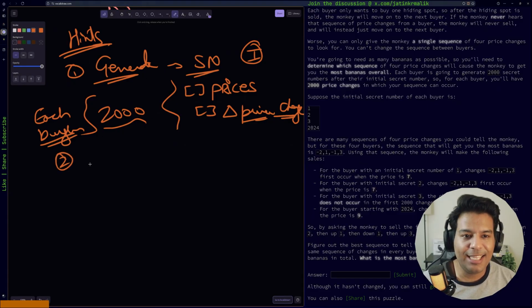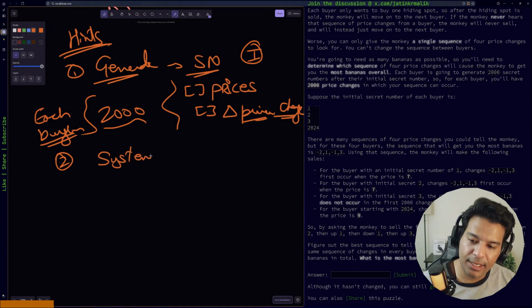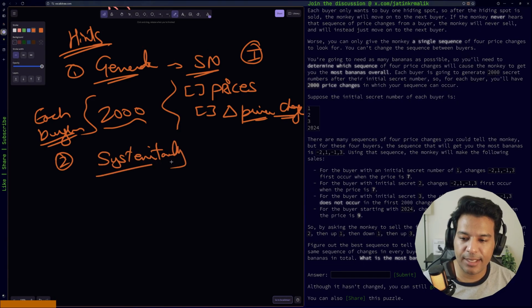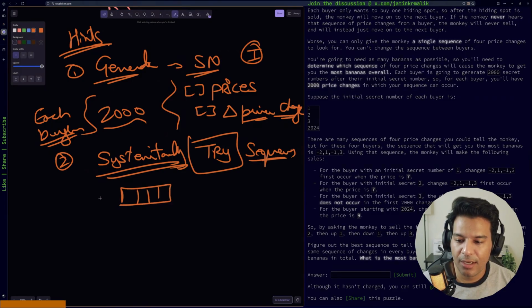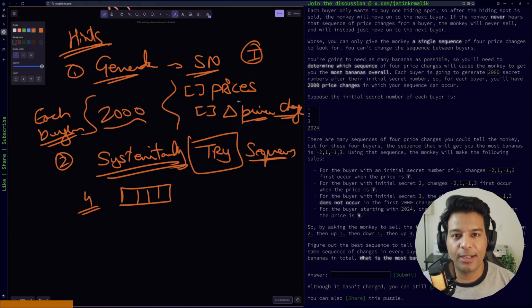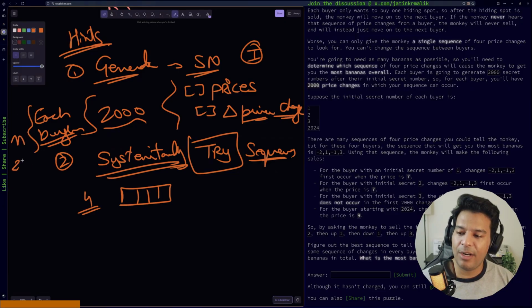But the second most important point is that you need to think of how you can systematically, and this is the part where I think the complexity just explodes, how can you systematically try sequences? Your sequence is basically a window here, which is 4 changes long. And you need to do this across n buyers. In my puzzle input, I took a peek, and we have around 2500 buyers, just to give an idea of the scale we are dealing with.